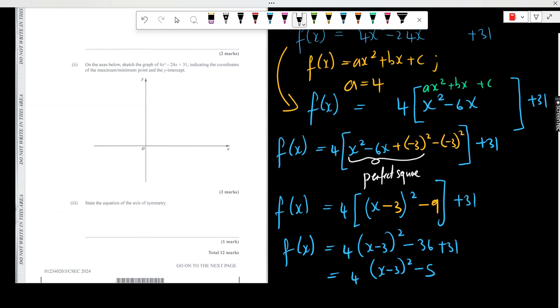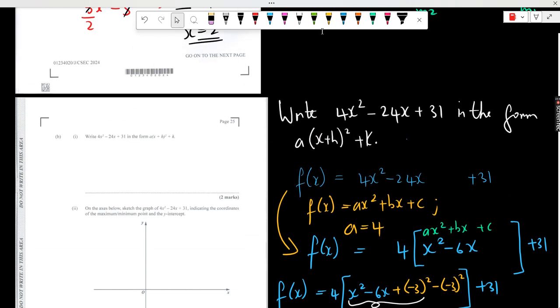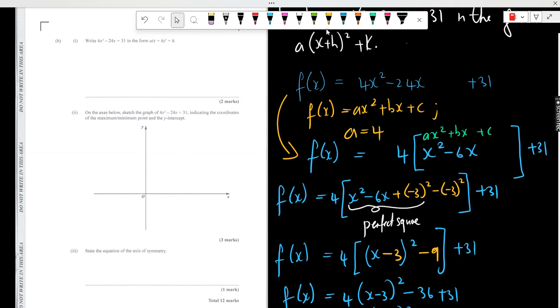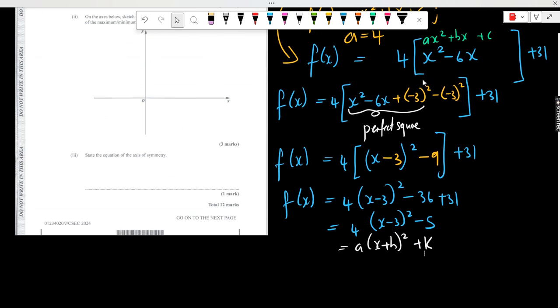So this now is in the form a(x plus h) squared plus, what is it? Is it plus k they said? Yeah, I think it's plus k. So a open bracket x plus h all squared plus k. That is it. Questions?